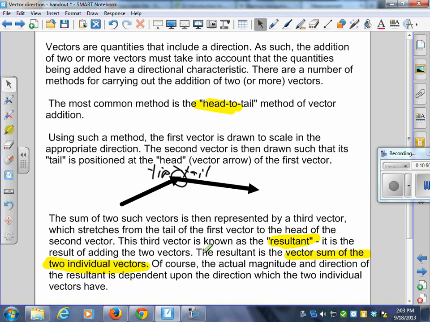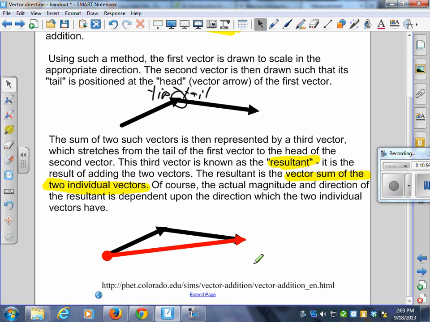Of course, the actual magnitude and direction of the result is dependent upon the direction which the two individual vectors have. That's what it should look like. In red, what's that called? Resultant. Okay, and you should be drawing that picture now if you haven't done so already. The resultant starts at the start where you started drawing and ends up here.